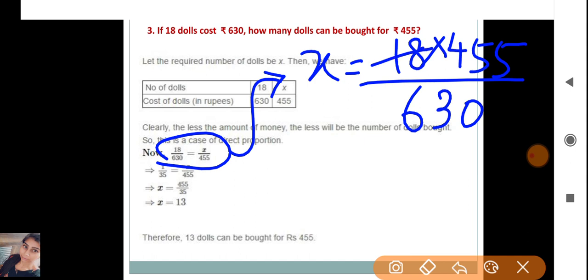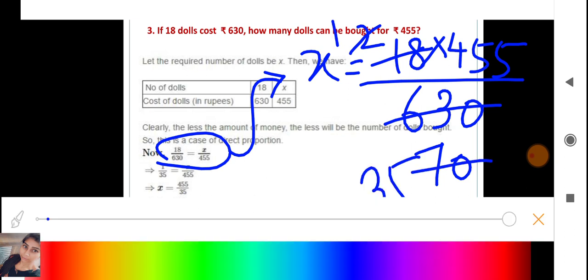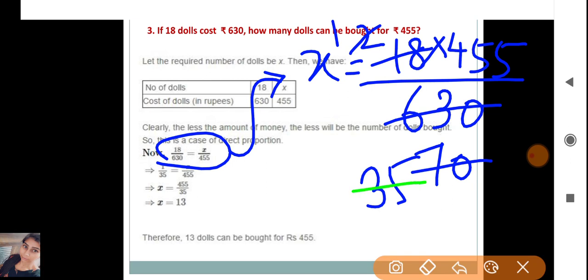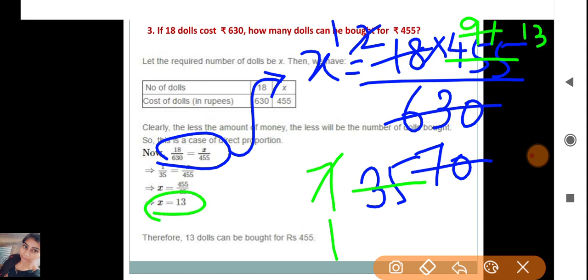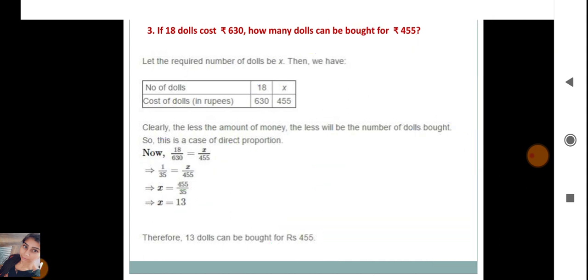If you want to cancel, 9 twos are 18, 9 sevens are 63, 0. Now you can cancel this with 2. 2 ones are 2, 2 threes are 6. So 5 sevens are 35, 5 nines are 45, 5 ones are 5, 7 ones are 7, 7 threes are 21. So I'm getting the value of x as 13. So that means he can buy 13 dolls when he is going to pay only 455 rupees.